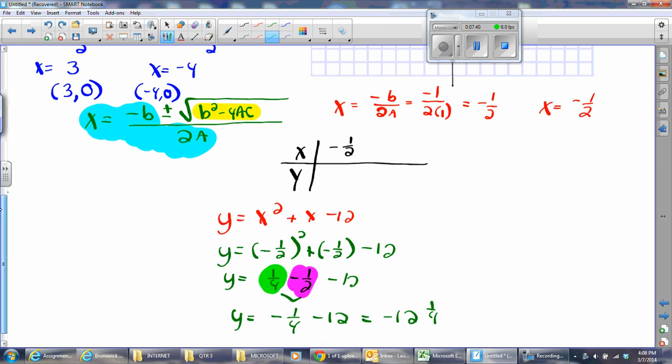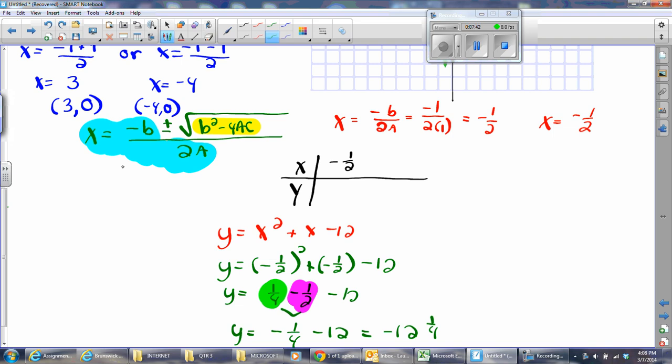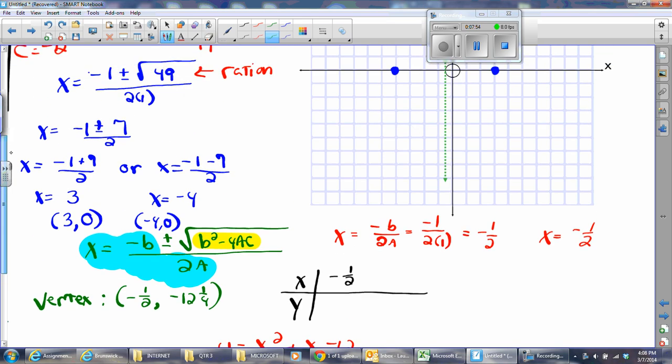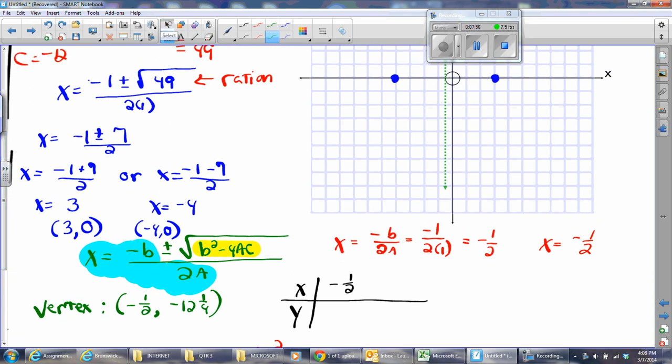All right, so I know my vertex. The vertex is going to occur at this point. It's going to be negative 1/2, negative 12 and 1/4. All right, so I'm going to go up to my graph and I'm going to plot my vertex. And it'll take a little bit of guesstimation. I don't want to count by a different number like 2's or something. I'm just going to kind of guesstimate.